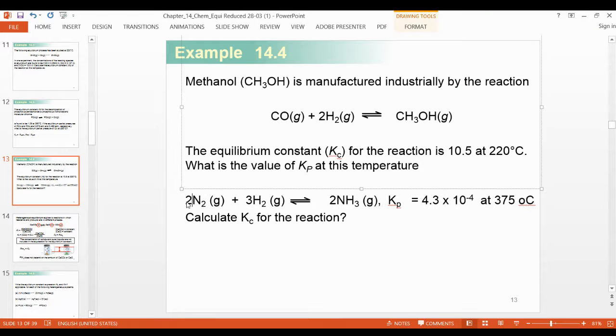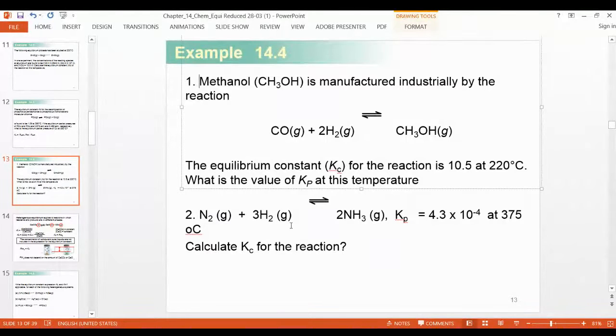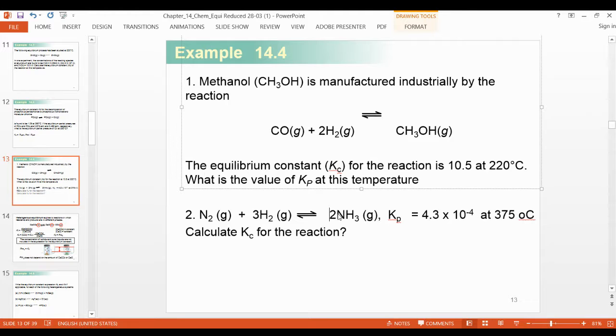First, teacher, we find delta N, teacher. Okay. Then put it in the power and multiply R with the T. Alright, so what formula you will use? Kp is equal to Kc RT to the power delta N. What formula you will use?